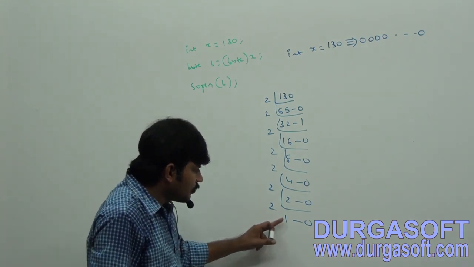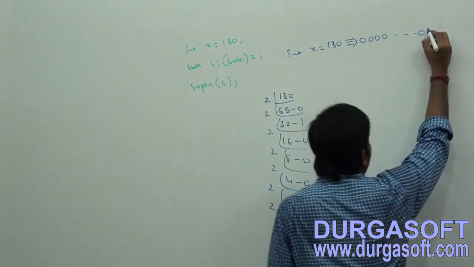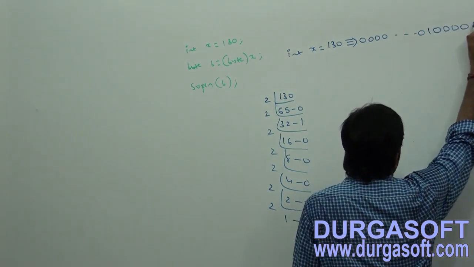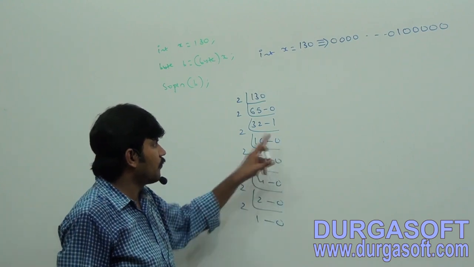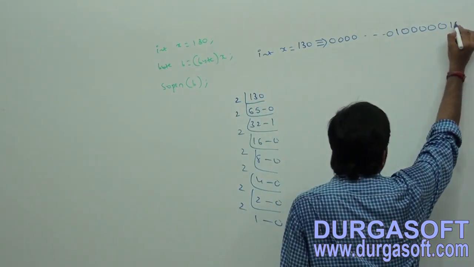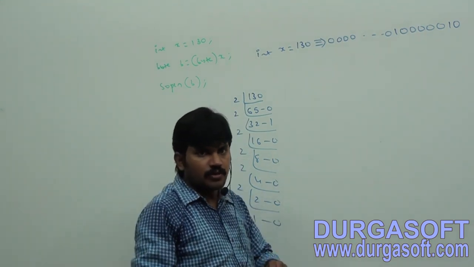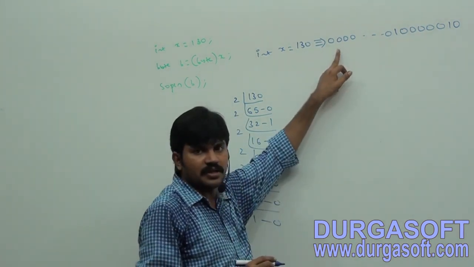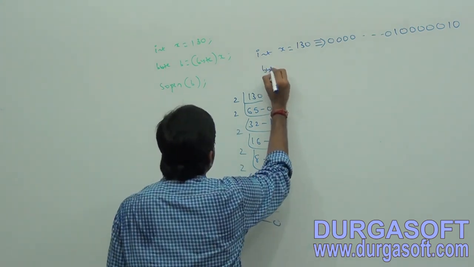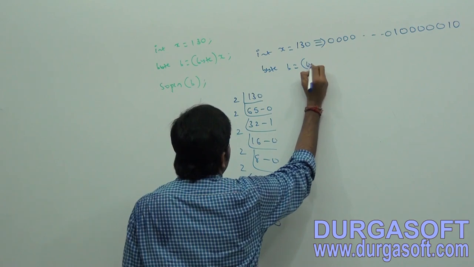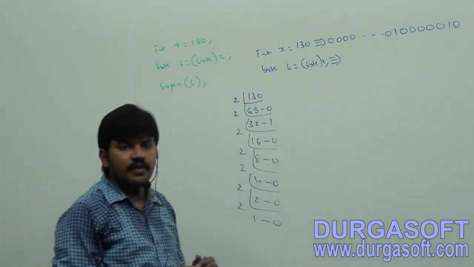Okay. Now what is the value? 1 0 0 0 0 0 1 0. How many zeros are there? 1, then 5 zeros, followed by 1 0. Are you getting the point? By default, int x is equal to 130 is nothing but this bit pattern. Now byte b is equal to byte of x.